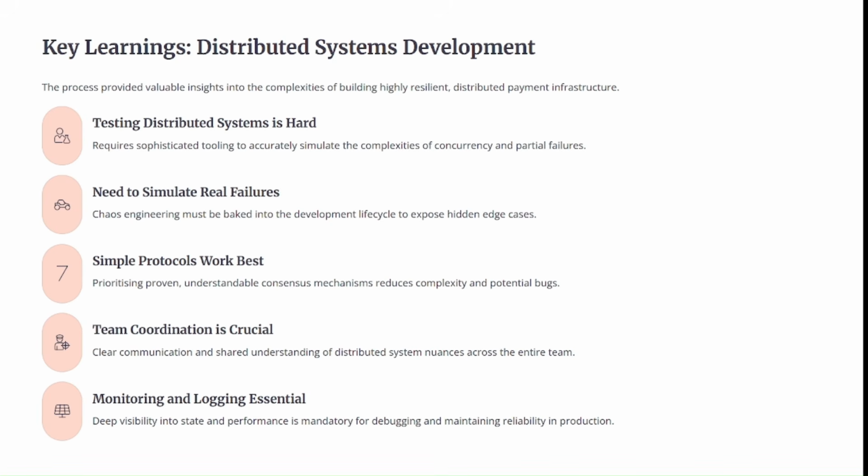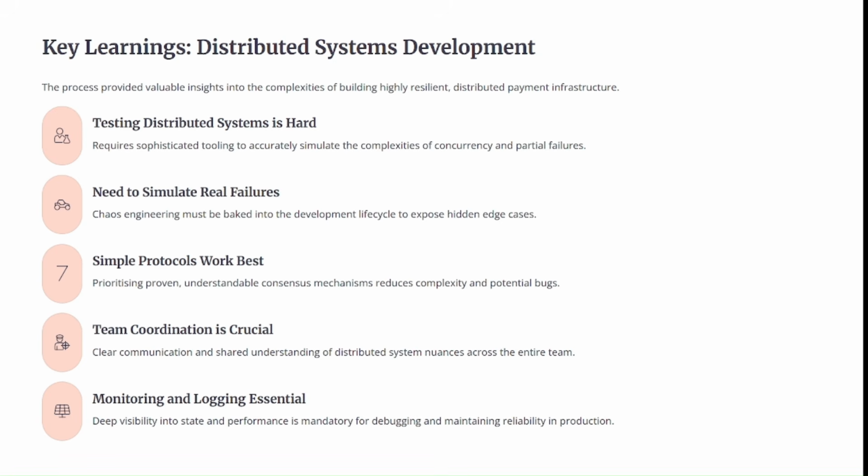To test these systems effectively, we need sophisticated tooling that can accurately simulate real world network behavior and fault conditions. We also discovered that simulating real failures is not optional, it's essential. By integrating chaos engineering into the development lifecycle, we were able to uncover hidden edge cases that would have been impossible to detect through normal testing. These simulations helped us understand how the system behaves under stress and prepare us to recover from unexpected scenarios.